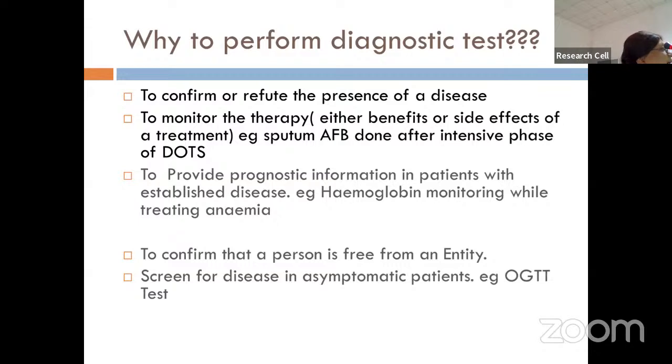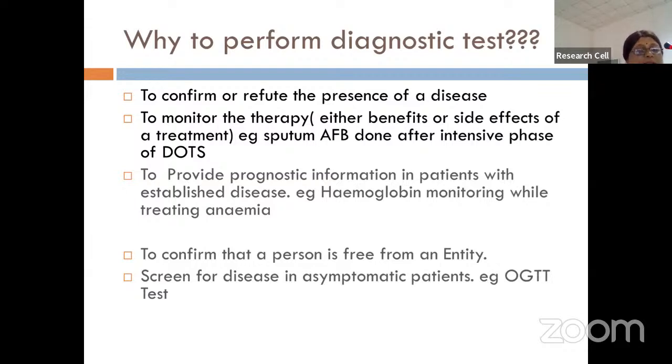For example, if we are treating a patient of anemia by giving iron folic acid tablets or by giving interferon injections, we monitor the patient's hemoglobin level. So hemoglobin estimation serves as a diagnostic test on the basis of which we have diagnosed anemia. And even after therapy, we are doing repeated hemoglobin estimation so that it will provide prognostic information whether the patient is responding to your treatment or not.